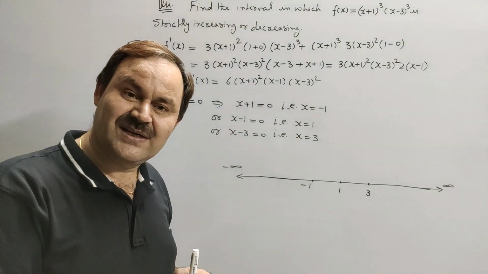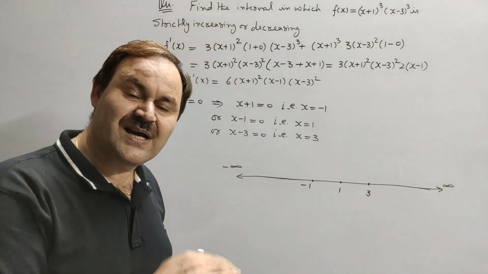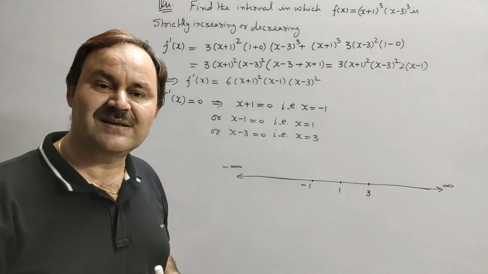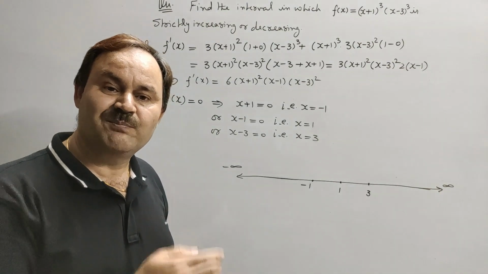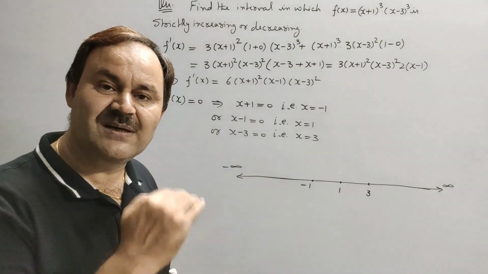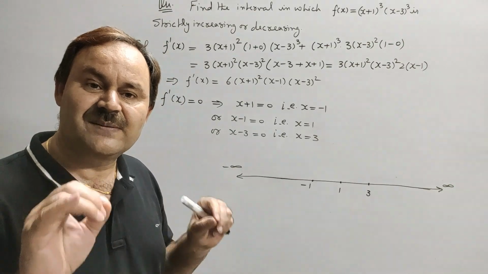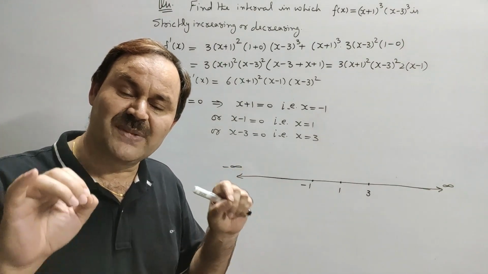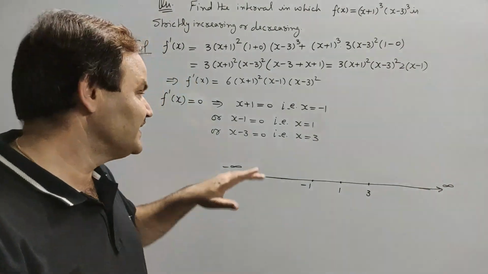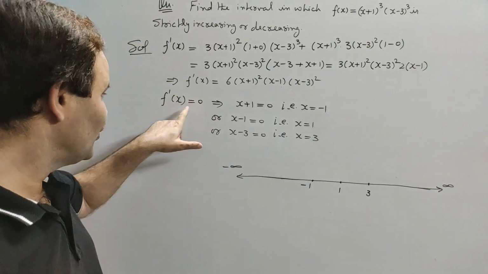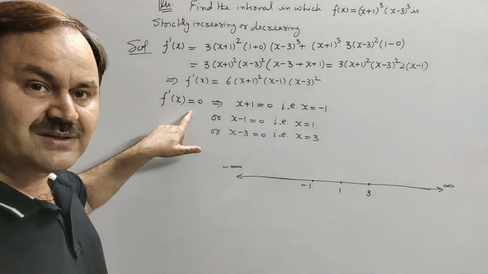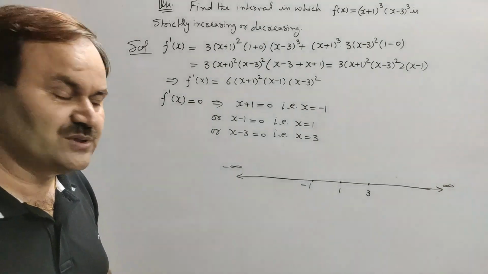Before a maxima, the curve will be increasing. After maxima, the curve will be decreasing. In the same way, before a minima, the curve will be decreasing, and after a minima, the curve will be increasing. It means the points of maxima or minima will be the turning points for the curve, and these turning points for the curve are obtained by putting the differentiation of the function with respect to x equal to 0.